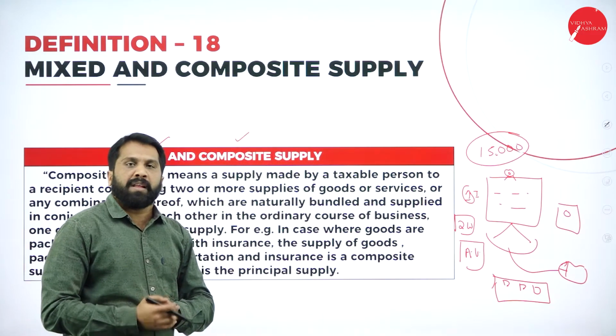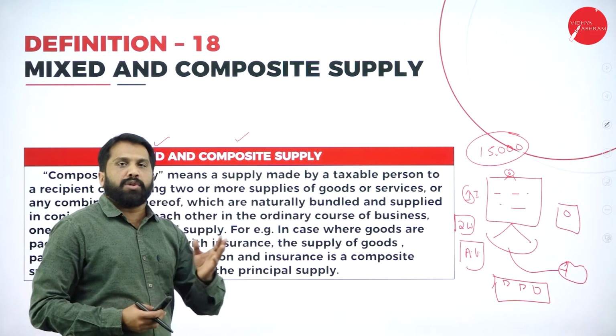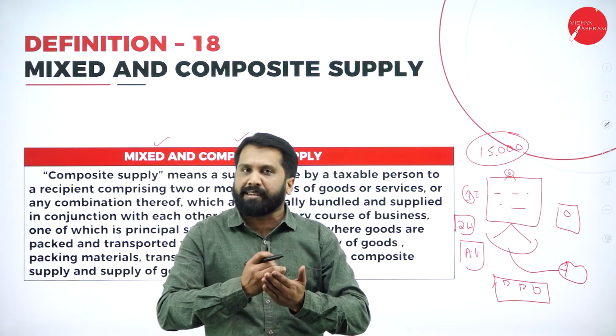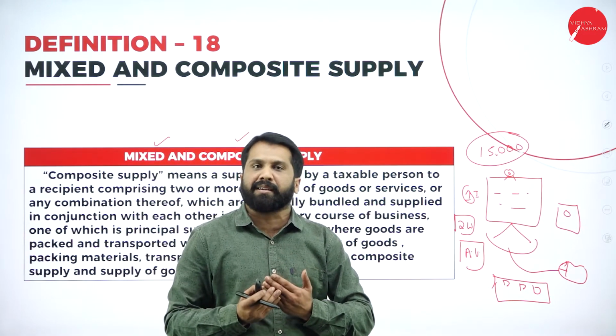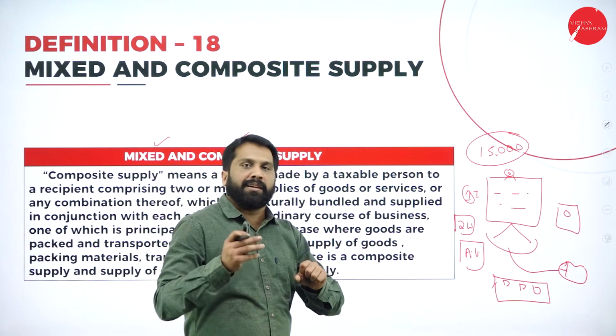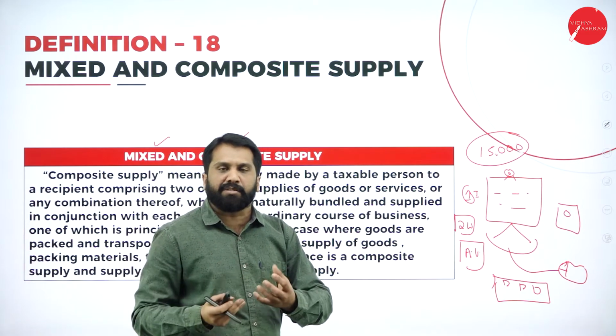Hope you are clear. I'll give you another good example. You buy a mobile. Along with the mobile, what will they do? They will give you a screen guard. They will give you a back panel. Along with that you will get a charger also, and any other small things.